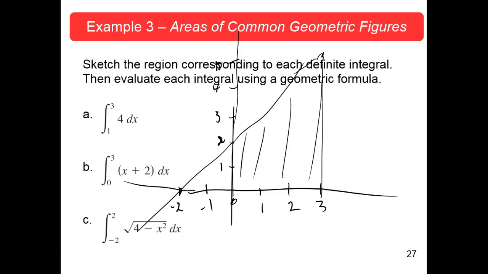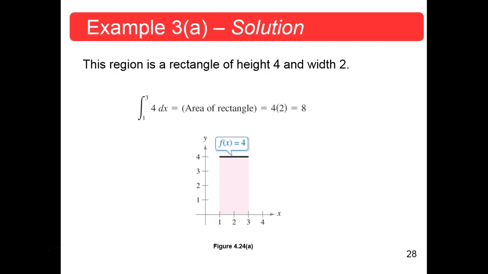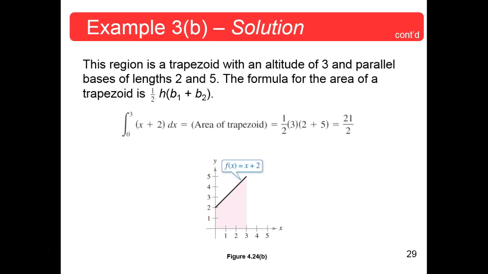Okay? Yeah, that's right too. They got 21 over 2, which I believe is pretty close to 10 and a half, isn't it? Yeah. Okay. Now, I guess I should have done this. The first one we did was constant 4. The height was 4, the width was 2 from 1 to 3. So that area is 8. Don't do a Riemann sum if you can help it. I'm sorry, I didn't say that, did I?